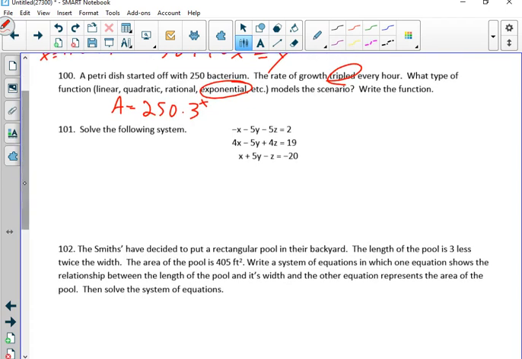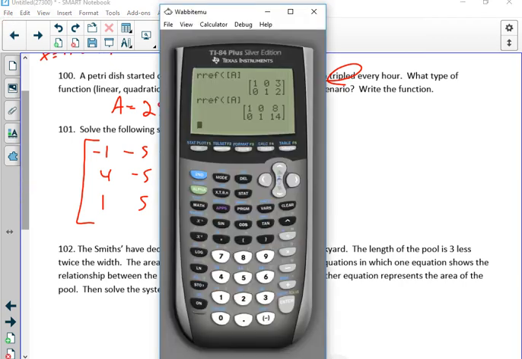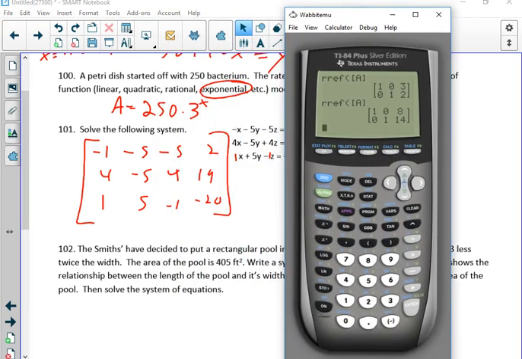Solve the following system. Well, I would go right into a matrix. -1, -5, -5, 2. 4, -5, 4, 19. 1, 5, -1, -20. There's your augmented matrix. Now this is a little bit different because this one, rows by columns, how many rows are there? Matrix. Edit. Now there are 3 rows and 4 columns, 3 by 4. And we're going to put in the numbers, -1, -5, -5, 2.